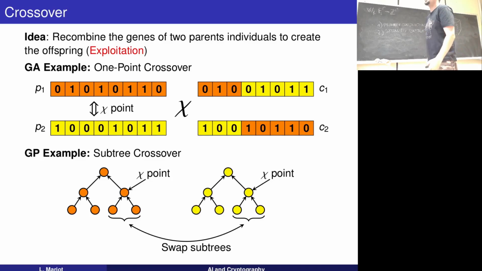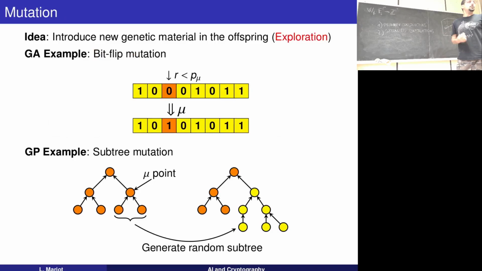The problem is that this is usually not enough, because it means that the solutions are converging to a local optimum. So we also want to introduce new genetic material, and this is usually done using mutation. Mutation is exploration, and in a genetic algorithm it corresponds to random bit flips. So with a certain probability we flip each bit inside the genome of our solution. For genetic programming instead you have something usually called subtree mutation. Again you select with a certain probability a mutation point, and then from there you derive a new random subtree.